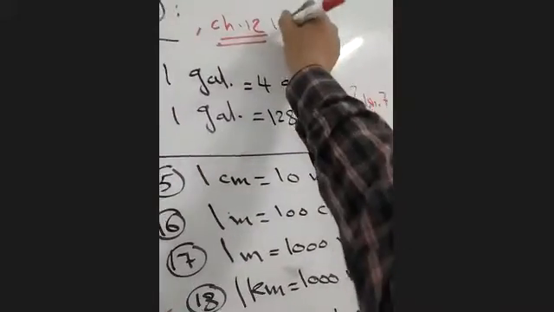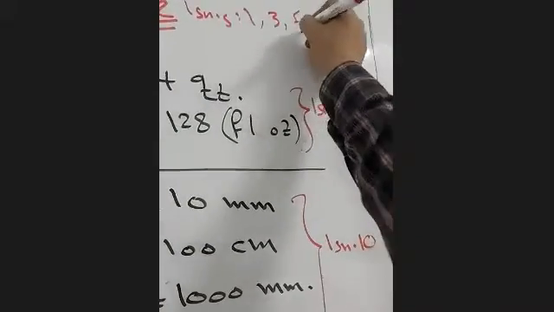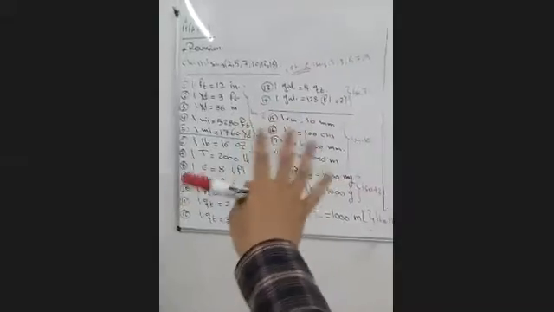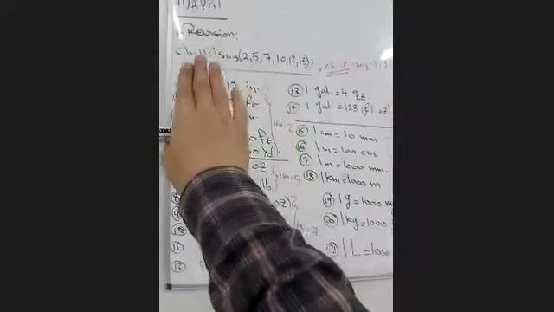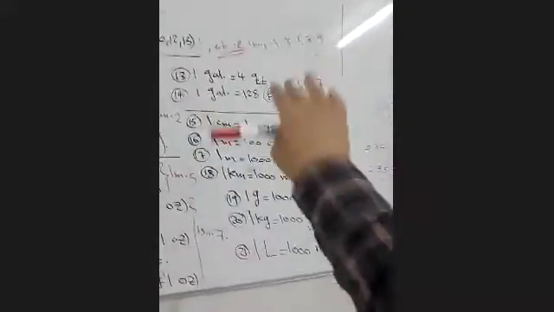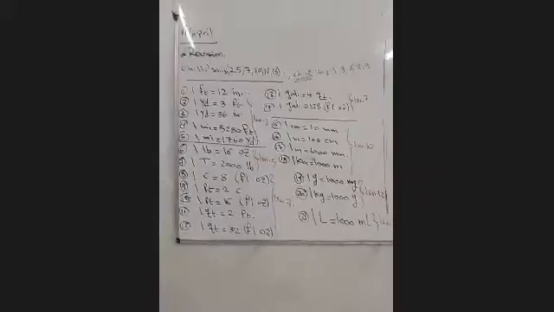In chapter 12, we have lessons 1, 3, 5, 7, and 9. Right? So the formulas in these lessons in chapter 11, and don't forget chapter 12 also.